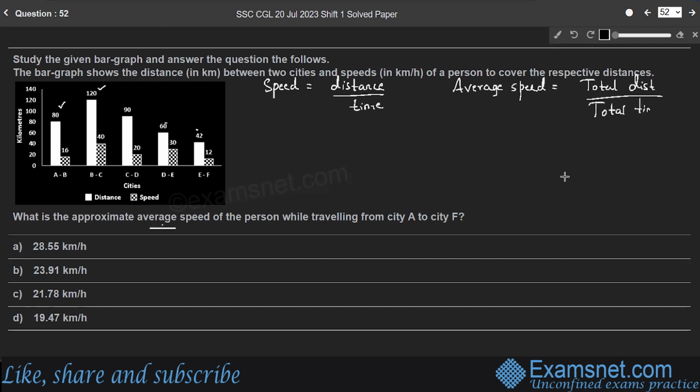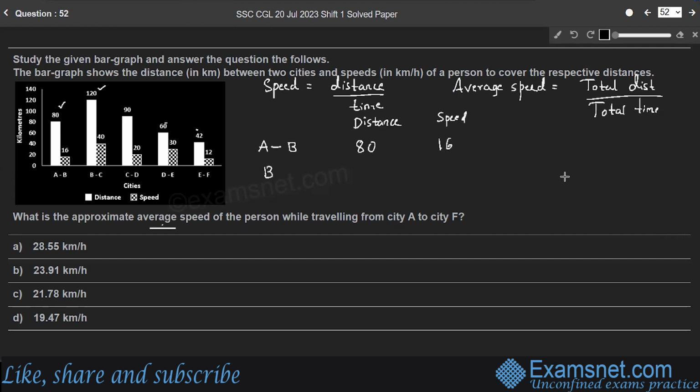Total time taken by him. For that, let us make a table here, right? In which cities A to B and distances and speeds are given. So here we'll take the cities. While traveling from A to B, he covers the distance of 80 kilometers. Here the distance and the speed are given. Respective speed is 16 kilometers per hour, right?